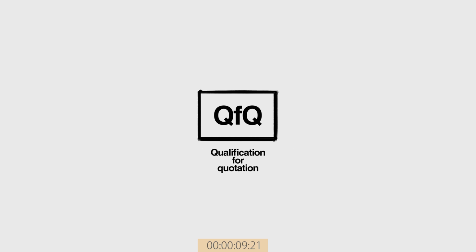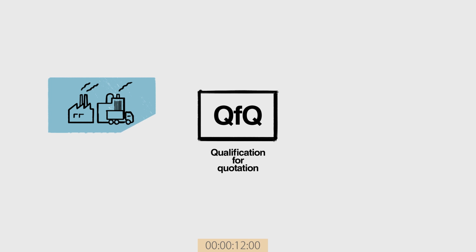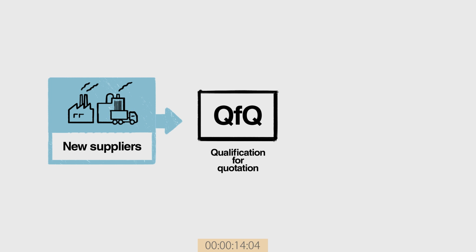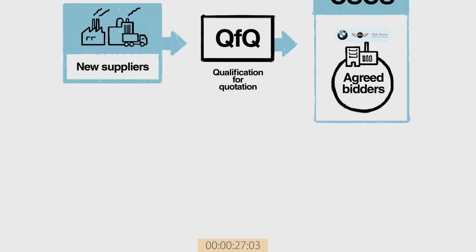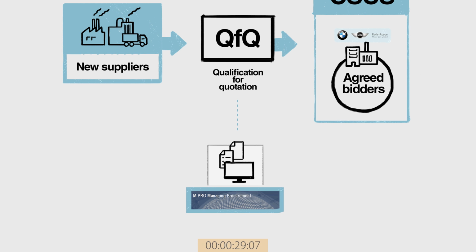The process qualification for quotation, in short QFQ, is used to qualify new suppliers with the objective to enlarge the portfolio of qualified suppliers in the agreed bidders circle of the commodity supply chain strategy, CSCS in short. The QFQ process regulations, templates and documents are available in MPRO Domain Supplier Management.